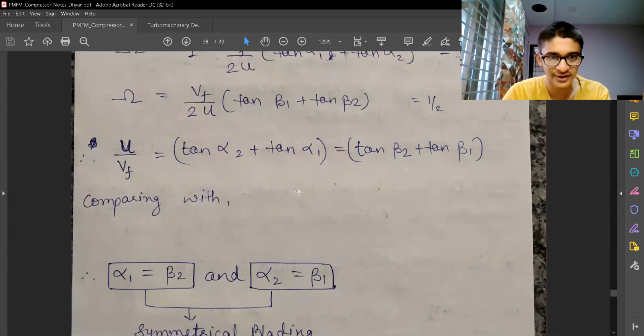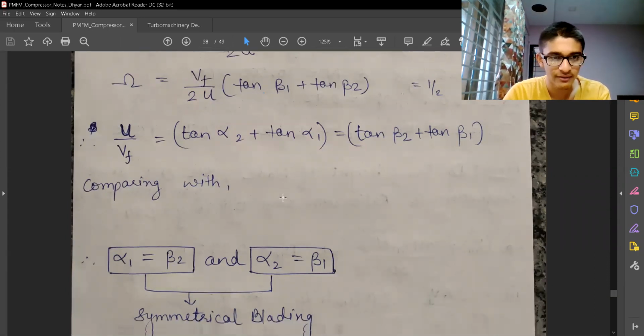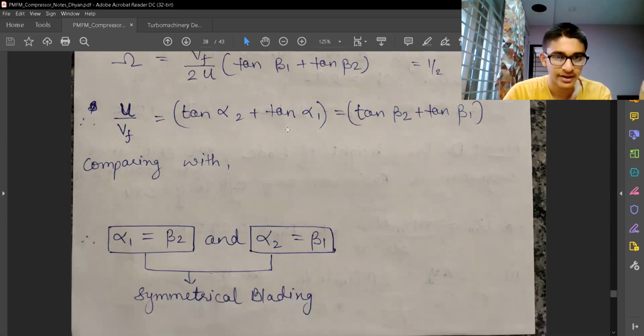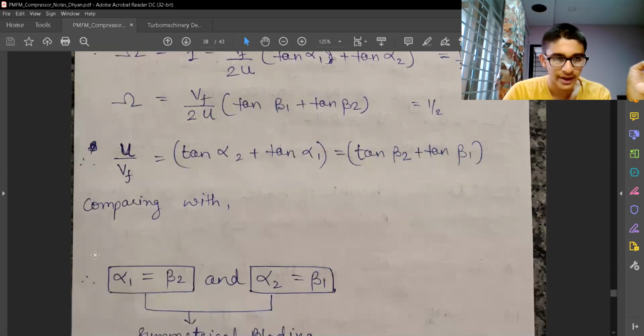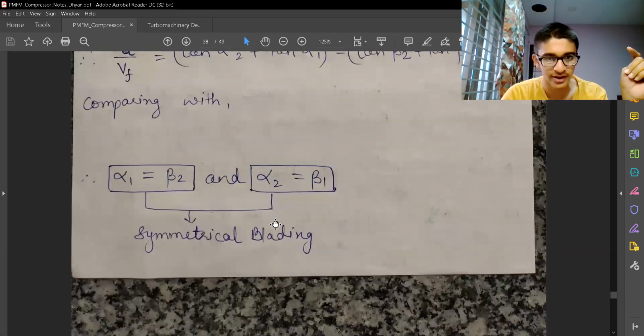So now we have two expressions which are relating the angles. When we compare them, we have that tan alpha 1 is equal to tan beta 2. That means alpha 1 is equal to beta 2 and alpha 2 is equal to beta 1. So we say it is symmetrical blading. So wherever one says we have symmetrical blading or a 50% reaction turbine, you can directly write this relation. So we need to figure out only two angles instead of four, which we used to do earlier.